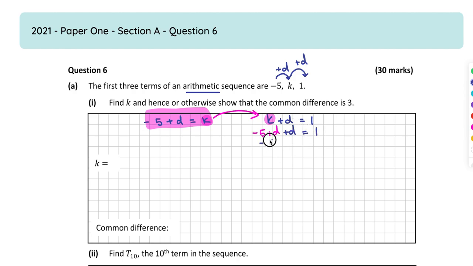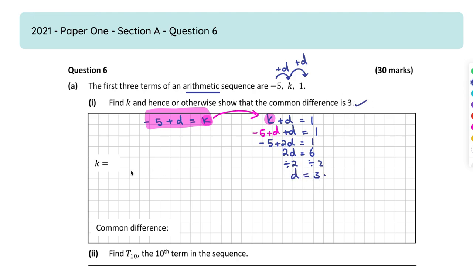Tidying up this side, minus 5 plus 2d is equal to 1. Add 5 to both sides, you get 2d is equal to 6. I'm skipping a step. 2d is equal to 6 because I add 5 to both sides. And then divide both sides by 2 and I'm going to get d is equal to 3. So I've done that part.